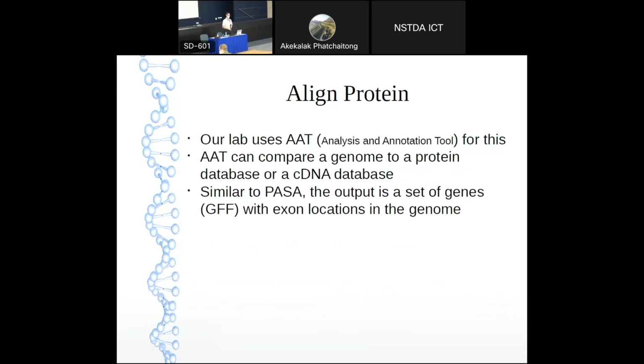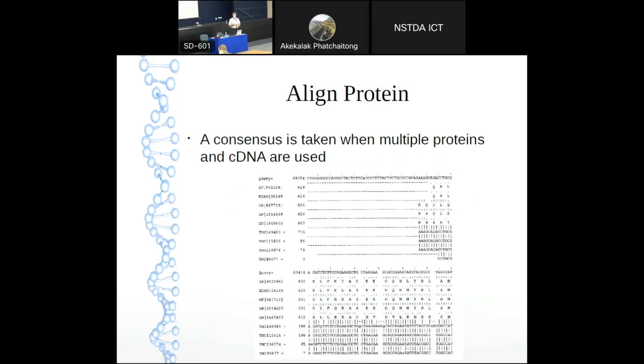Our lab uses a program called AAT for this, and it can compare a genome to a protein database or a cDNA database. And similar to parser, the output of this is a set of genes with exon locations in the genome. A consensus is taken when multiple proteins and cDNAs are used. So here we can see we have the query, which is our genome, and cDNA and protein sequences from a bunch of related species.